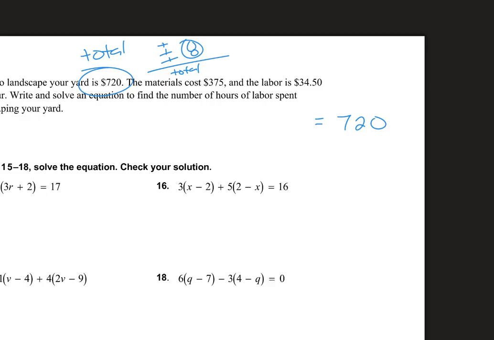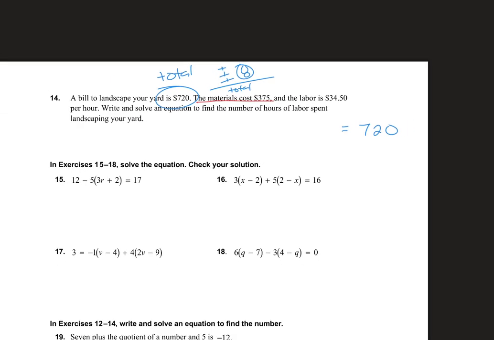So, speaking of things, the materials cost $375. That seems like there's no change to it. $375, and the labor is $34.50 per hour. That sounds like it could change. So $34.50 times H for hours. You could do T for time, you could do X, I don't really care. And by the way, I kind of cheated in that I already know how to do this. I know that I'm going to write and solve an equation to find the number of hours of labor spent on the landscaping job. So I've done that.